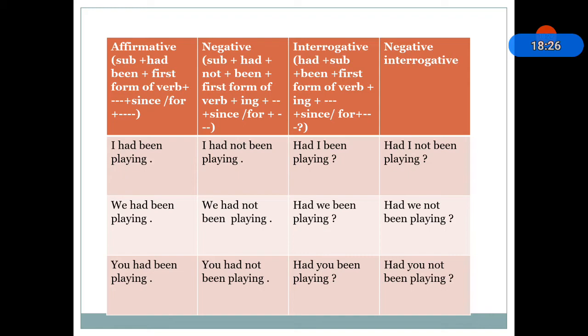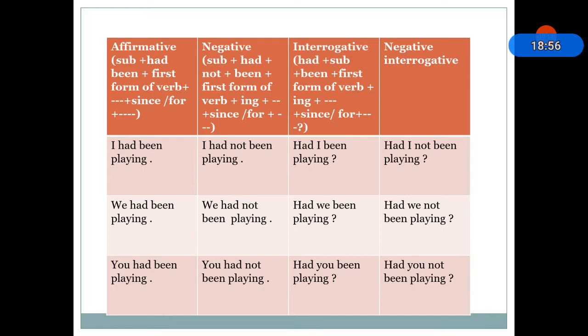And for negative interrogative, it will be had plus subject plus not plus been plus first form of verb, ing will be added in the first form of verb, plus since or for plus the object, and then the question mark. In interrogative and negative interrogative, you will put a question mark after the sentence. So example, had I not been playing.